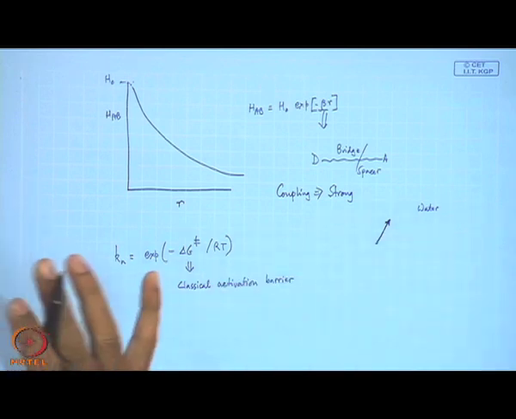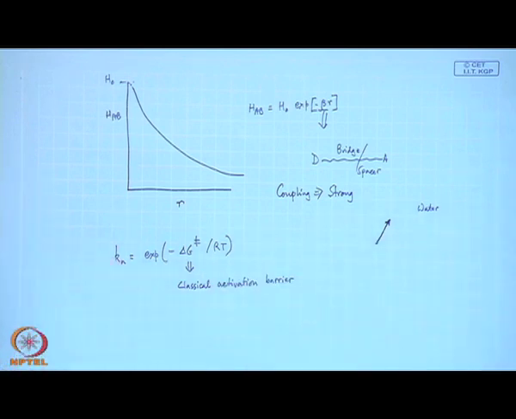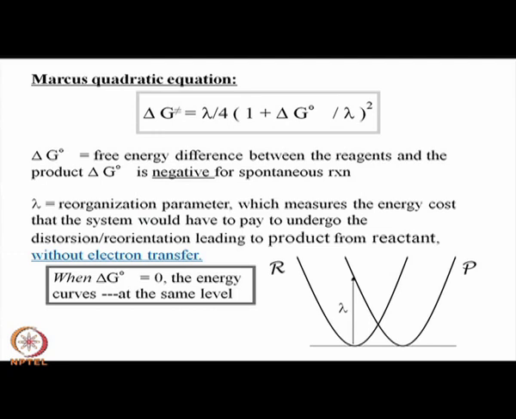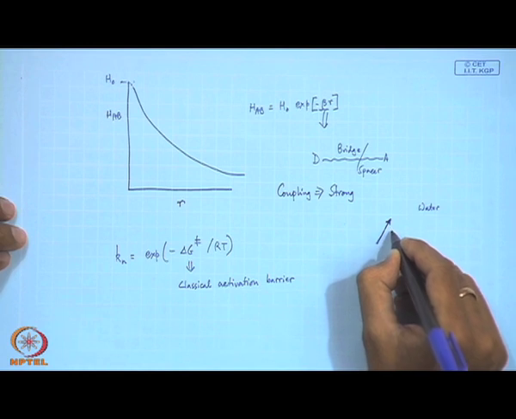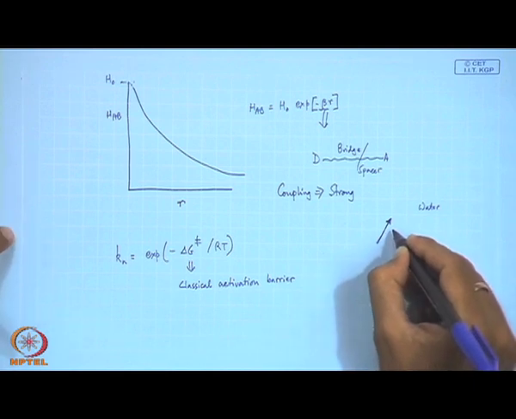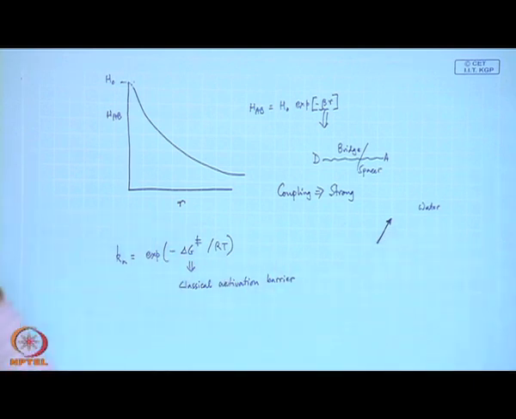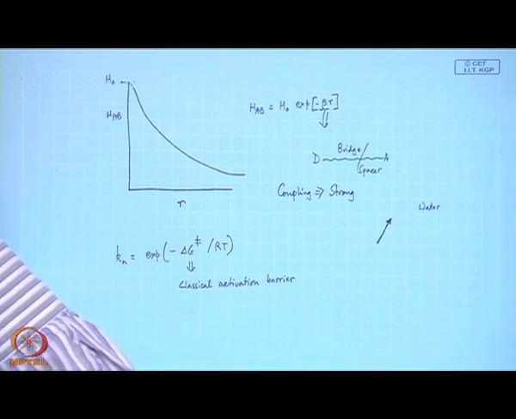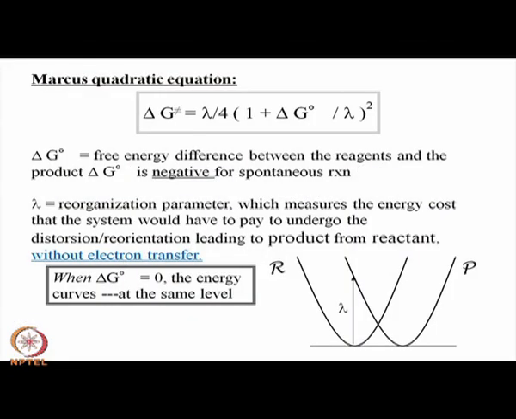So, this reorganization is related to this term. That's why it is a measure of the energy cost. In order to reorient these water dipoles, some energy is required, and that energy arises out of this reorganization or reorientation of solvent molecules, and it is termed reorganization. So, it is a measure of the energy cost that the system would have to pay to undergo distortion or reorientation leading to the product from the reactant.